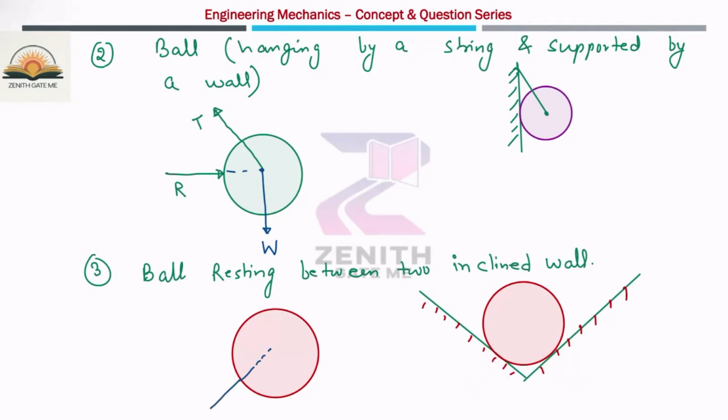So this is one normal reaction, which I'm denoting with R1. Similarly, here is another normal reaction, let us suppose this is R2, and the weight of the body which is acting downward, which is nothing but W.